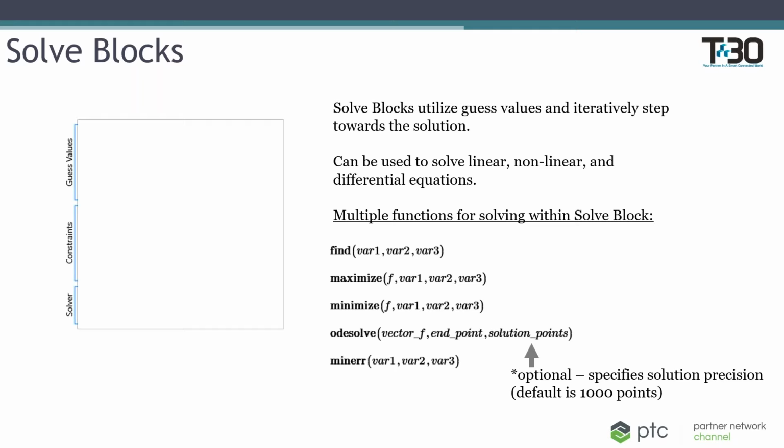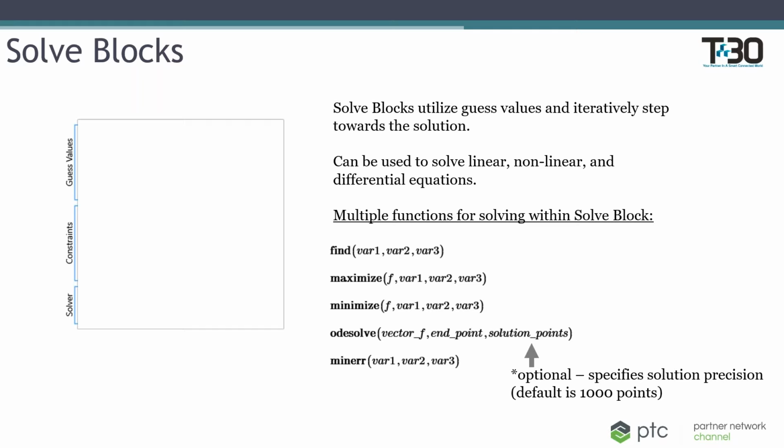Also, we have maximize, which is used for optimization, where if you provide a function f and then the variables that are inputs into that function, it will try and get the highest value for f, and it'll spit out the variables that provide that value for f. Likewise, minimize does the same thing, but in reverse. It'll find the minimum value for f, and it'll spit out the variables that provide that minimal value for f.